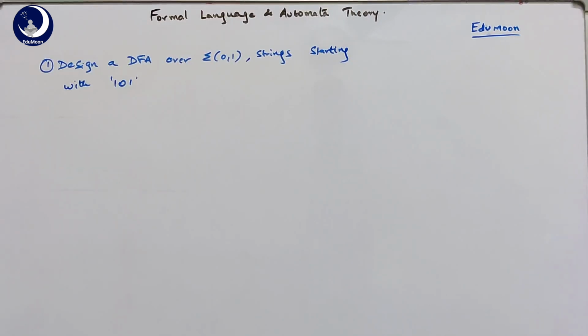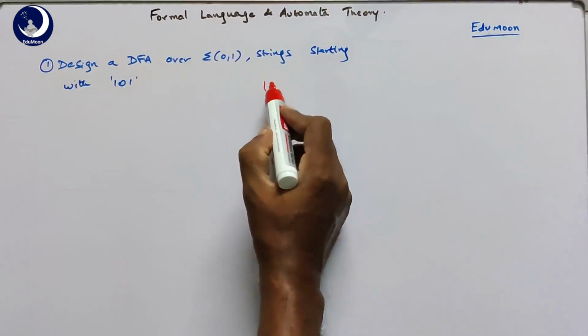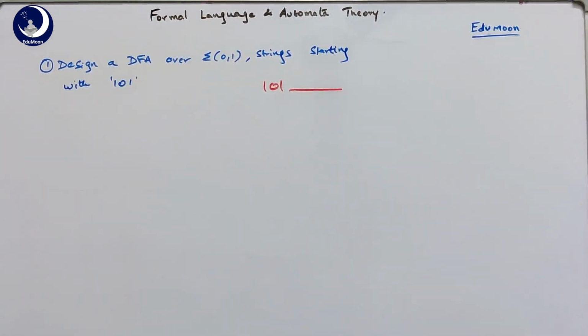So in this, we are exclusively designing a DFA, which is deterministic finite automata, as we have seen in the last video. What is the difference between NFA and DFA? So let us design a DFA which is accepting strings with 101 in the starting of that. So that means every string that it accepts will be starting with a string called 101. So it can be followed by any number of symbols later.